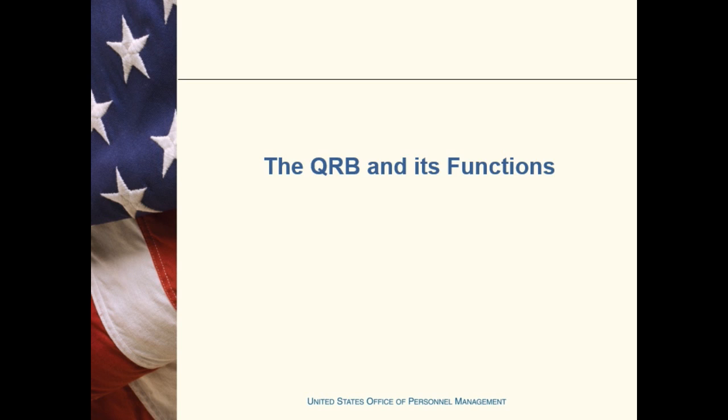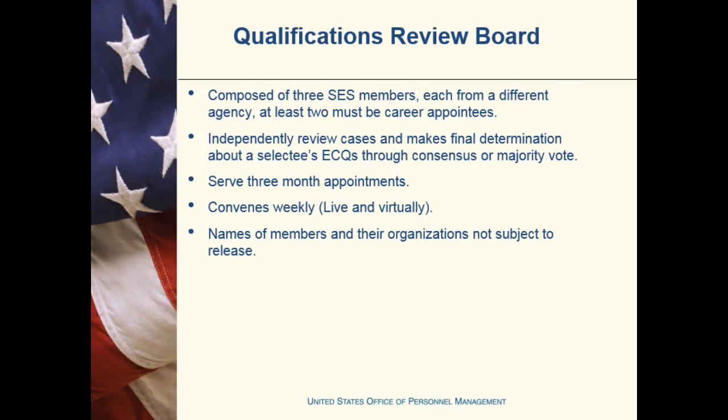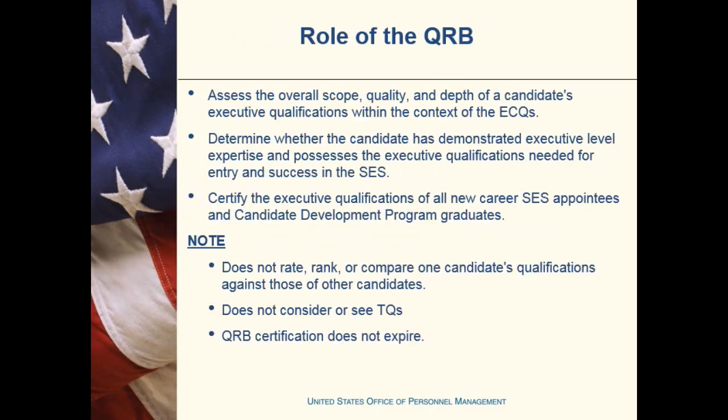A little bit about the QRB and its functions. The QRB consists of 3 SES members, each from a different agency, with at least half of that board being career SES members. These members get together and they independently review cases, and they make a final determination, and then they engage in discussion over the particular cases to determine which cases are approved and which are disapproved. Board members serve for 3-month appointments, and we convene boards live and virtually. We never release the name of board members and their organizations.